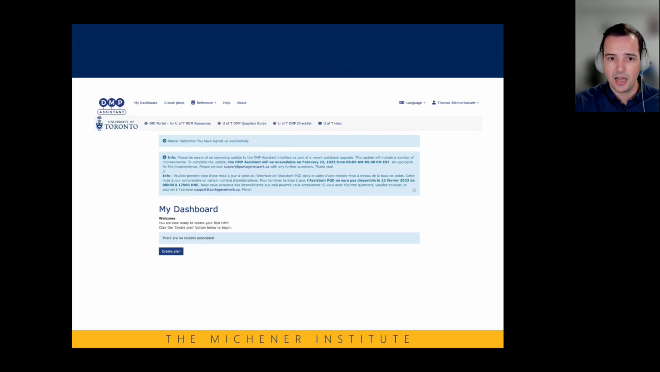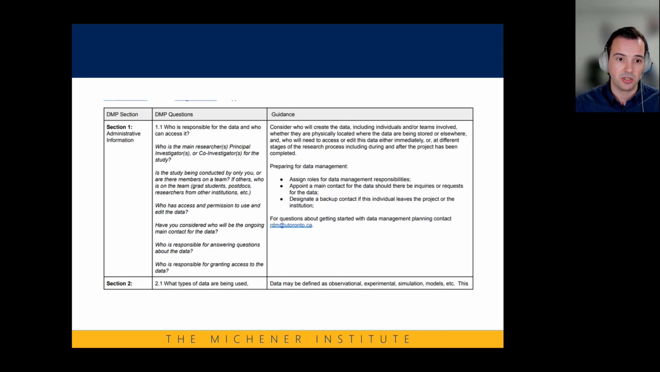This is what it looks like. This is just to show you how this plays out. You can create a plan here. There's a U of T DMP question guide, and a DMP checklist to make sure you've gotten everything. Again, there may be some checklists that are specific to U of T, but a DMP is made better essentially by having more variables taken into account. So this is an example of some of the questions they ask.